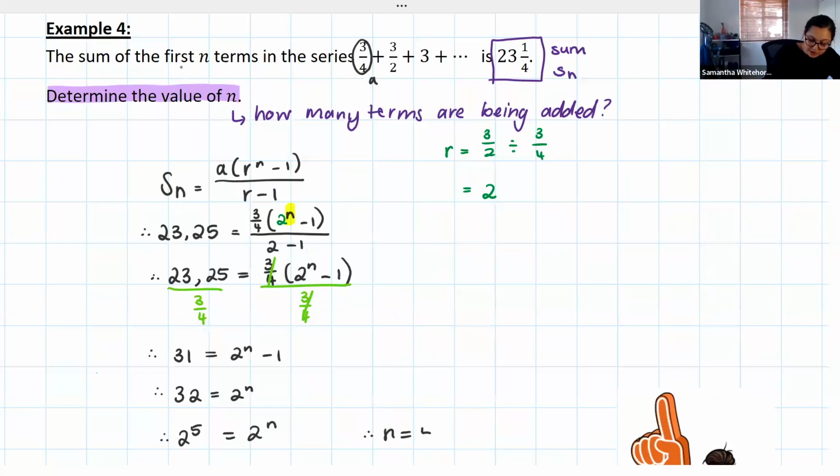And so therefore, I'm actually only adding 5 terms in this series in order to get a sum of 23 1/4. But the important thing here is because I was given the sum, I could use my sum formula. And so this goes, again, read your questions so carefully to make sure that you are actually using the information that we've given you in the correct formula, in the correct method.